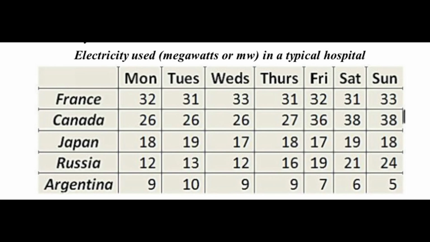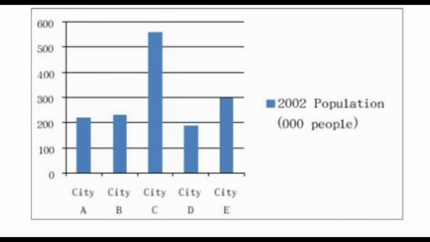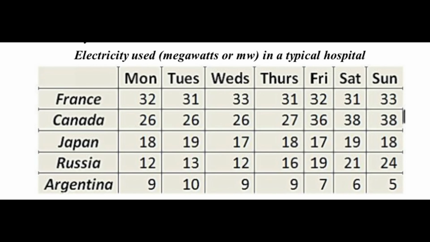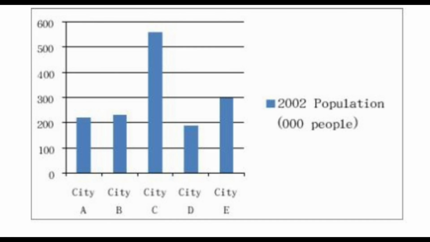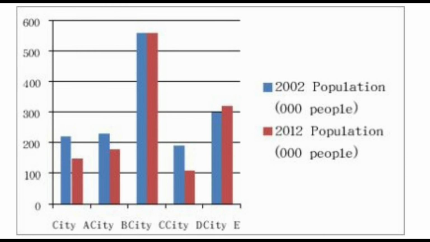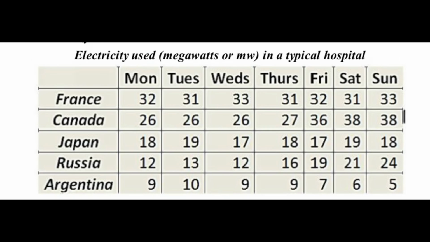Okay, step 2. Remember that the task 1 instruction always says: summarize the information, select the main features and make comparisons where relevant. Okay, for step 3, you should spend about 5 minutes maximum on step 1 and step 2 of our process. By this stage, you have about 15 minutes remaining for task 1. So, you need to work rapidly now.